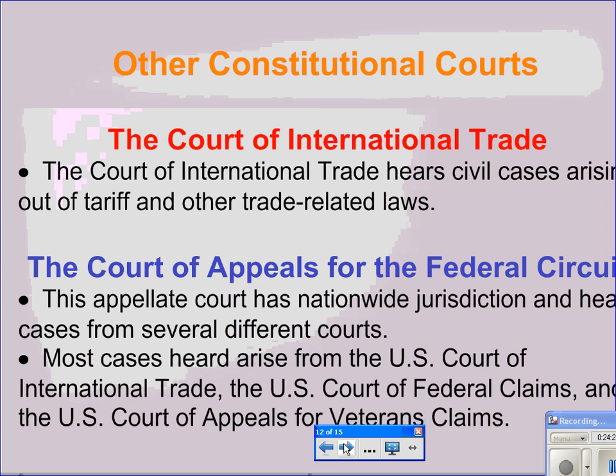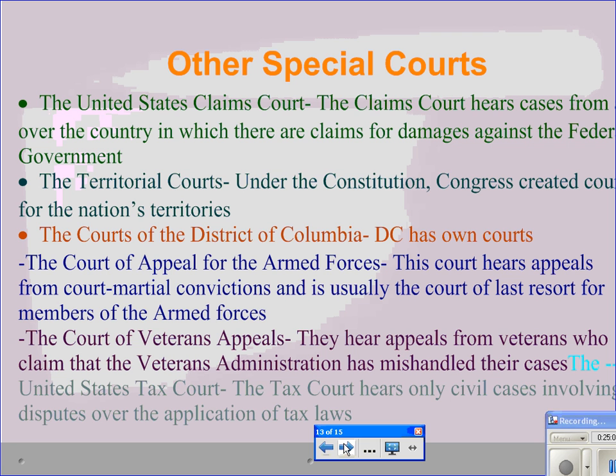Okay? Thank you. Now we're talking about other constitutional courts. There's the International Trade Court. So this is officially a constitutional court that hears anything about trade. And then most of the special courts go to the Court of Appeals for the Federal Circuit. So most cases arise from the U.S. international trade, federal claims, or the Court of Appeals for veteran claims.